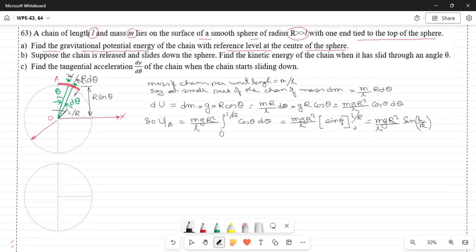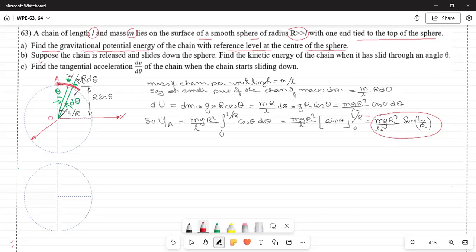The minus part will be sin 0, which is 0, so we have not written it. So this is the first answer. What is the potential energy of the chain when it is at the top? Remember that had it been a small mass m, then its potential energy would have been simply mgr. Now its potential energy is like this. Okay?